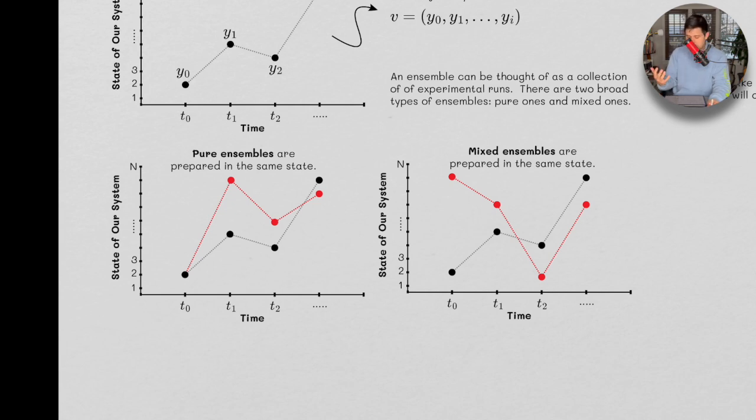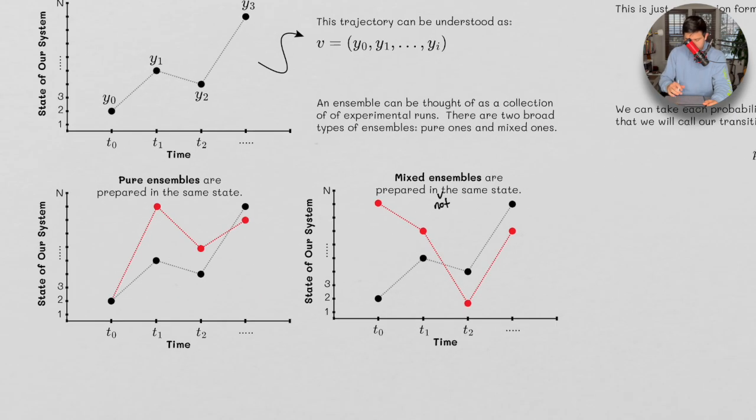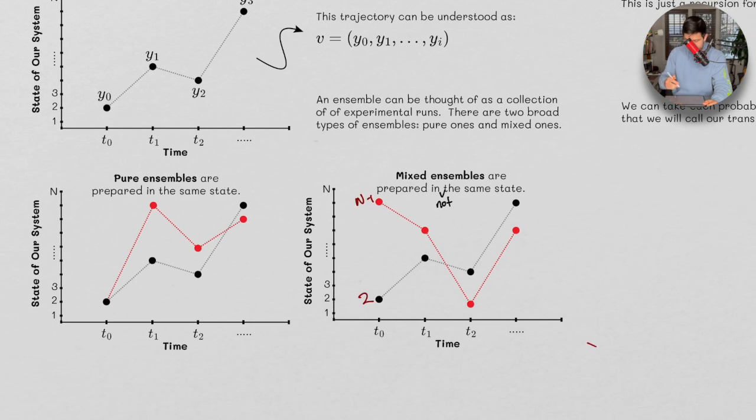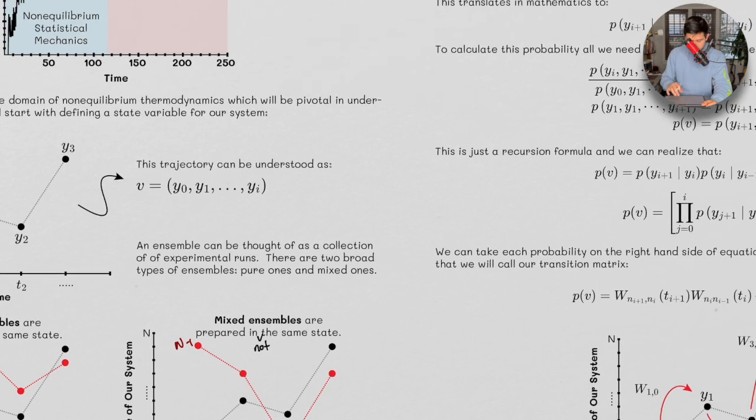Mixed ensembles are ones where you are prepared in not the same state, right? This was a typo. Mixed ensembles are prepared in not the same state. So here we have looks like state n minus 1, and then here we have state 2. Okay. So this is just some vocabulary. We want to keep that in mind.